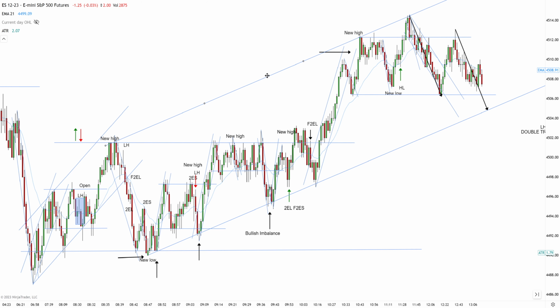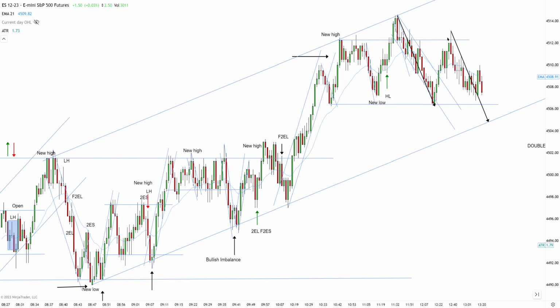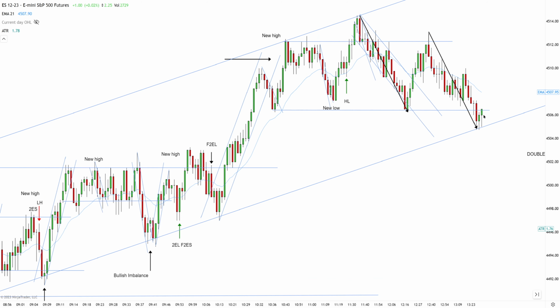Now, the structure for the entire day was a trend range. So even though you have a lot of confirmations here, you're generally better off playing just bullish imbalance and treating the tighter channels as your main option. But this looks like such a nice clear two-legged pullback and the channel is getting confirmed.